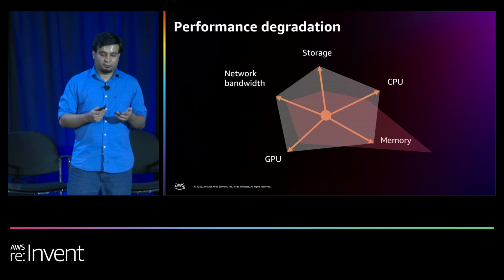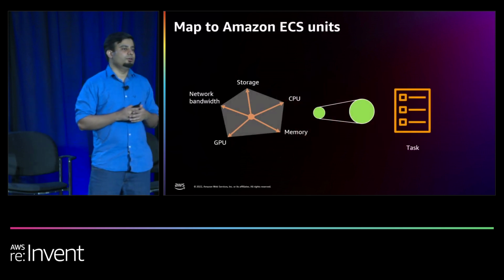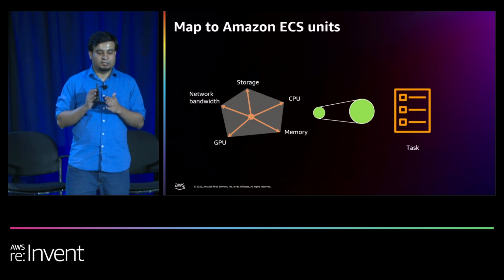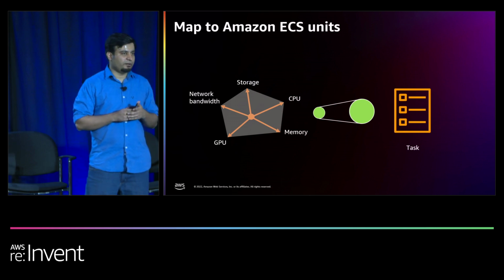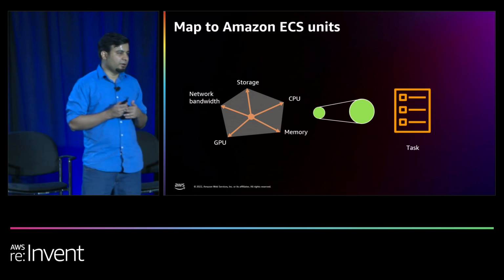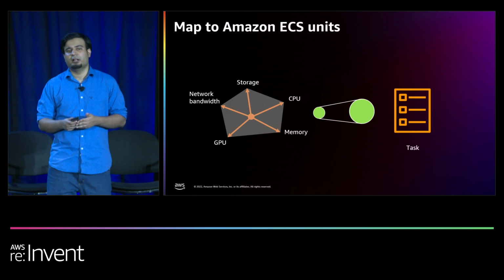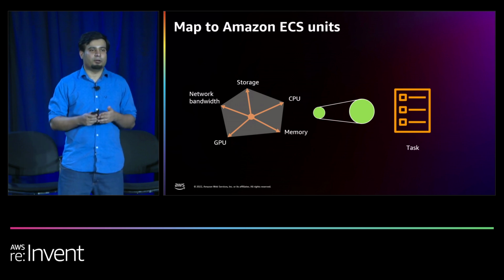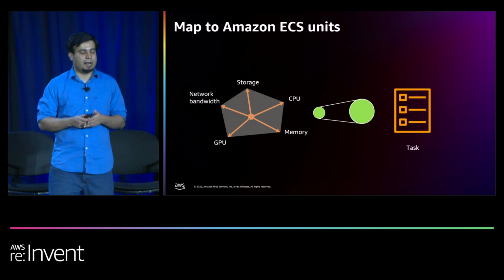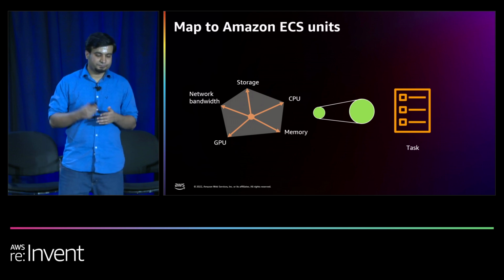The other way this really helps you is mapping your resource requirements to ECS-specific units, which are the resource requirements that you specify on an ECS task. For those who are not very familiar with ECS constructs, an ECS task is the primitive that you use for defining one or more containers that comprise your application and express the resource requirements for those containers.